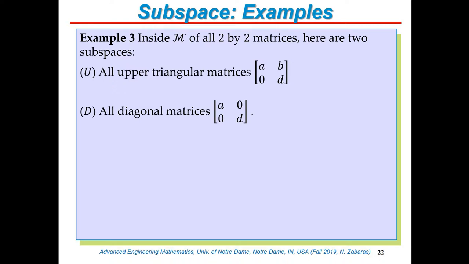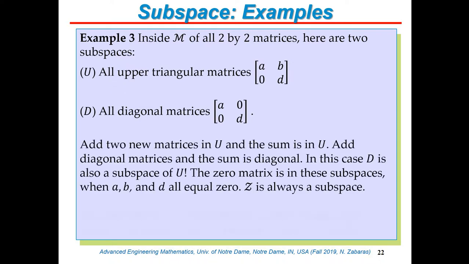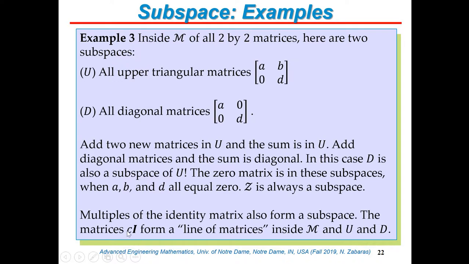And of course, I can define a subspace of 2x2 matrices with all components zero, and that is also a subspace. You can even define a line of matrices. If I is the identity matrix in 2x2, the line of matrices is basically the matrices of the form a constant times I. This line of matrices is a subspace of M, a subspace of U, and a subspace of the diagonal matrices D as well. So all of these are subspaces of the space of 2x2 matrices.